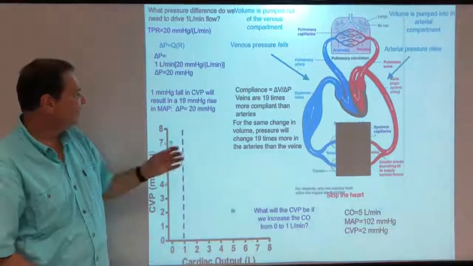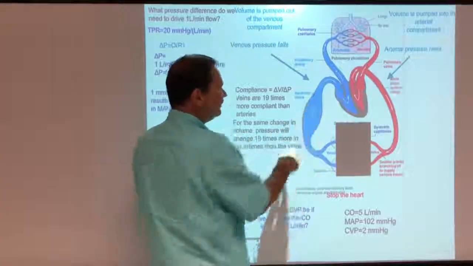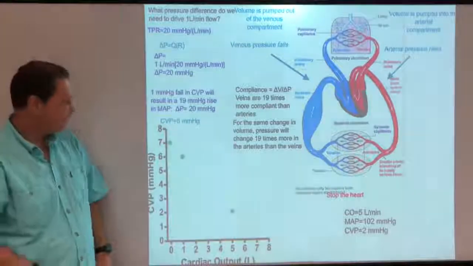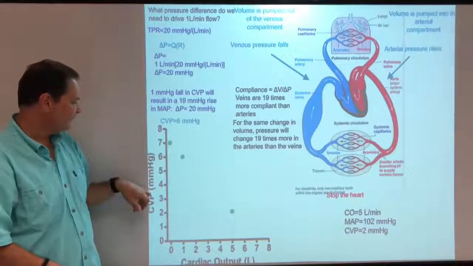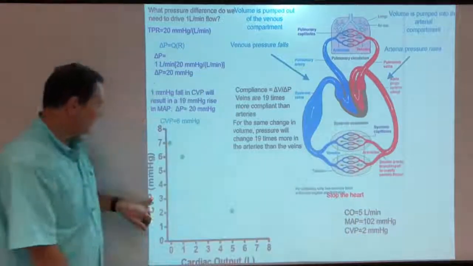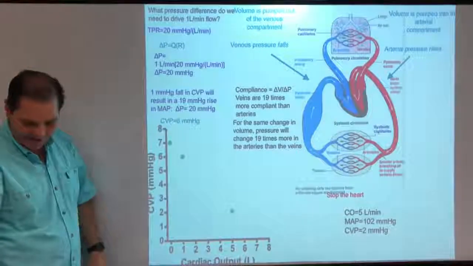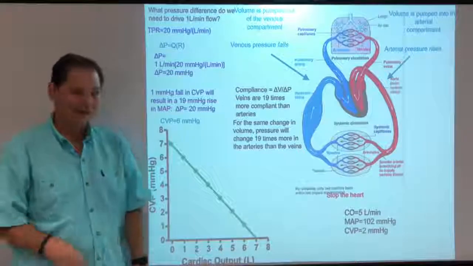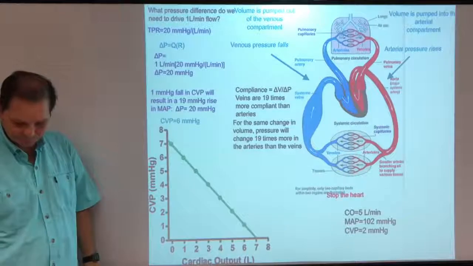All right. And so my delta P will be 20 when my venous pressure has fallen by 1 millimeter of mercury, which means that my CVP will be 6 when that happens. I lost a millimeter of mercury on the central venous pressure. I gained 19 in arterial pressure. You've got your delta P of 20, and we've got our new CVP. Okay. And in fact, you can see already this is developing into a linear relationship, and that is exactly what it is. It is a linear relationship between the two.